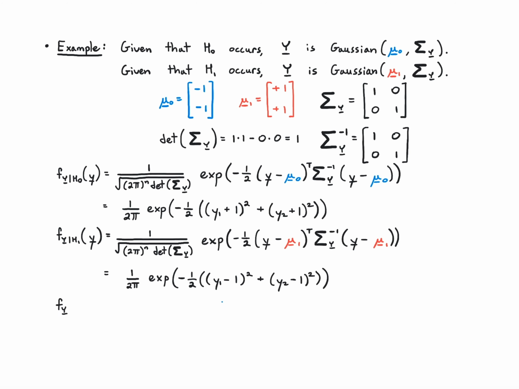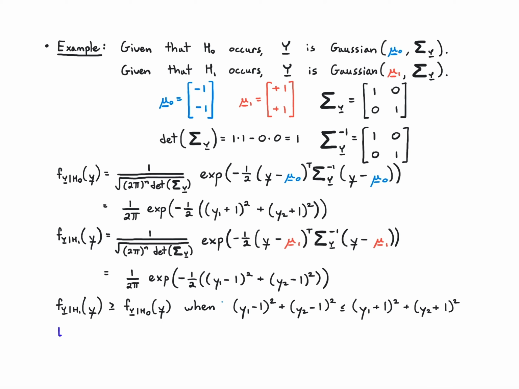Okay, so what we're trying to do is decide when hypothesis 1 gives me a higher likelihood than hypothesis 0. That will happen when (y1 minus 1) squared plus (y2 minus 1) squared is less than or equal to (y1 plus 1) squared plus (y2 plus 1) squared. Why less instead of more? Well, because I have e to the minus something, and so I need a smaller value to make that larger.